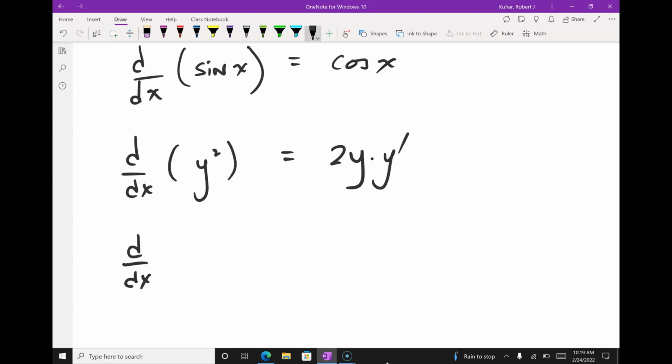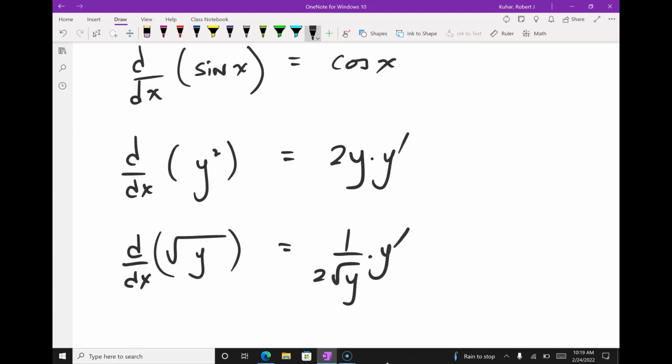d dx of the square root of y. Outside function is the square root function. I know the derivative of that. It's 1 over 2 square roots, but I want to keep what was inside. And then I need to do the derivative of the inside, y prime.